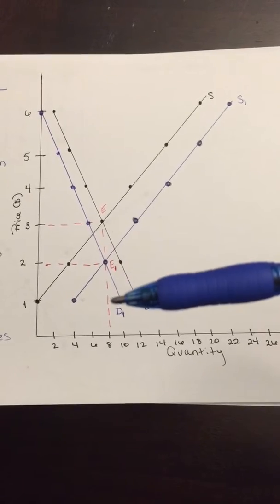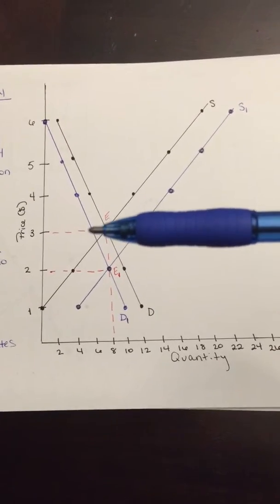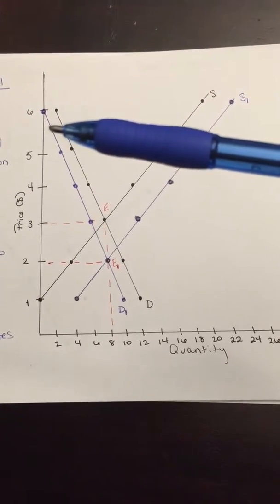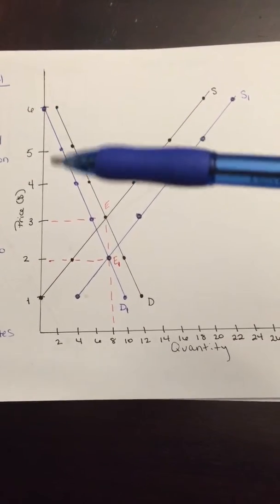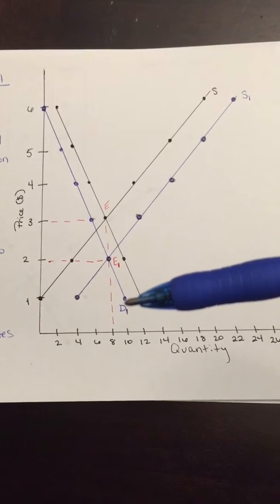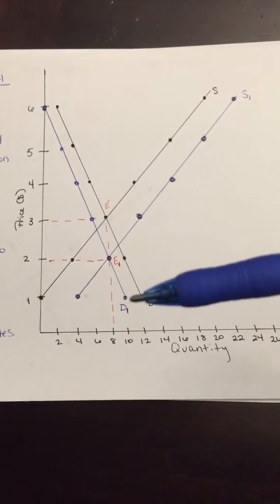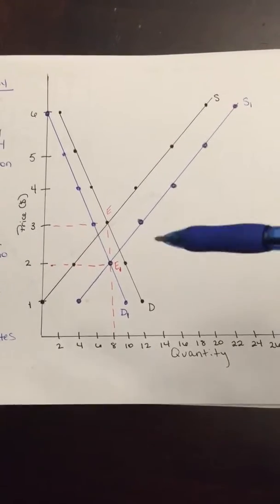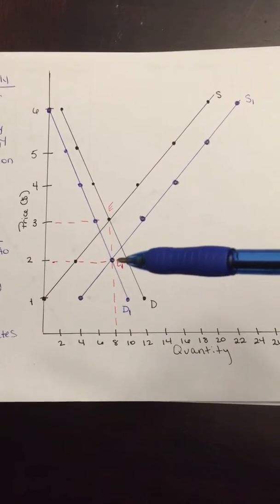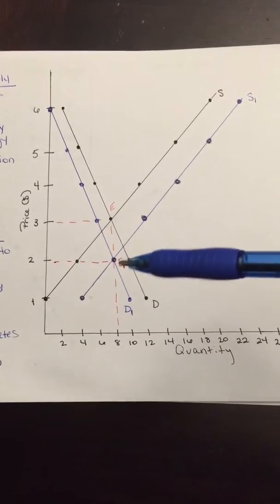Now for demand, I showed the decrease in demand. So at $6 now, the quantity is now 0, versus at $1, the quantity is at 10, versus before when it was at 12. I show a new equilibrium point here. Now it is at the $2 mark instead.